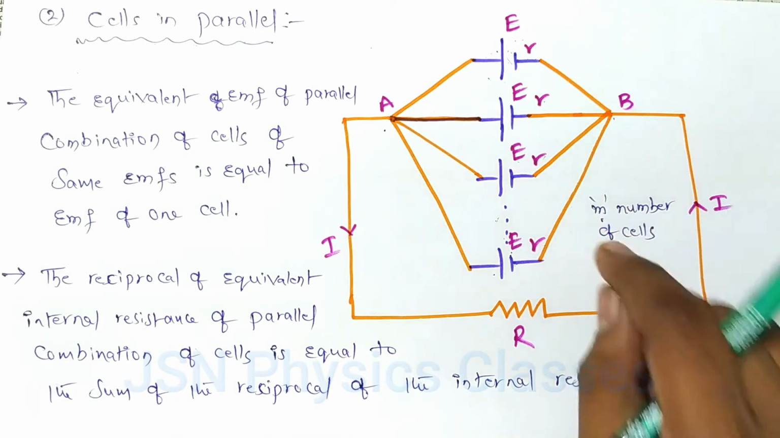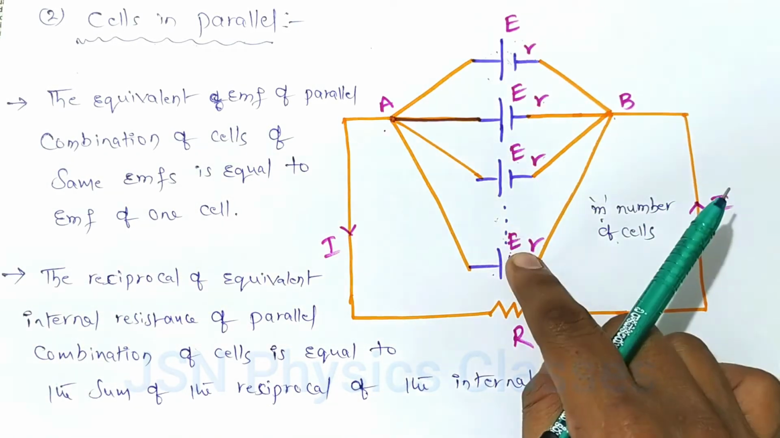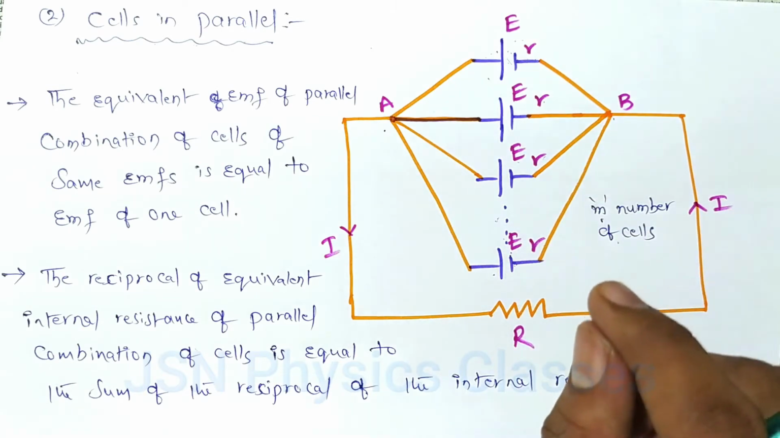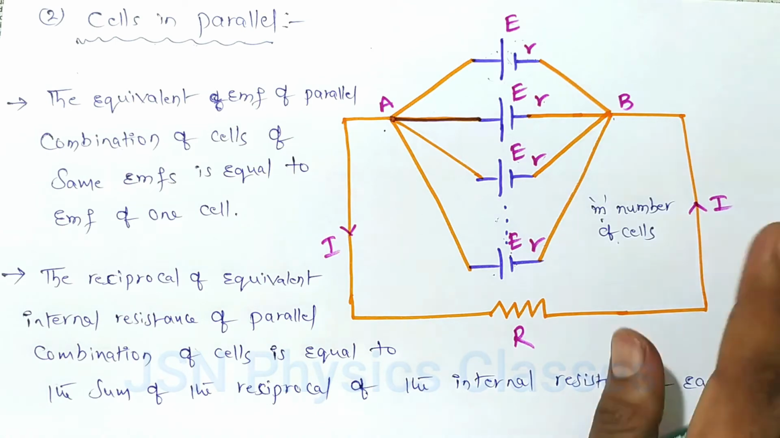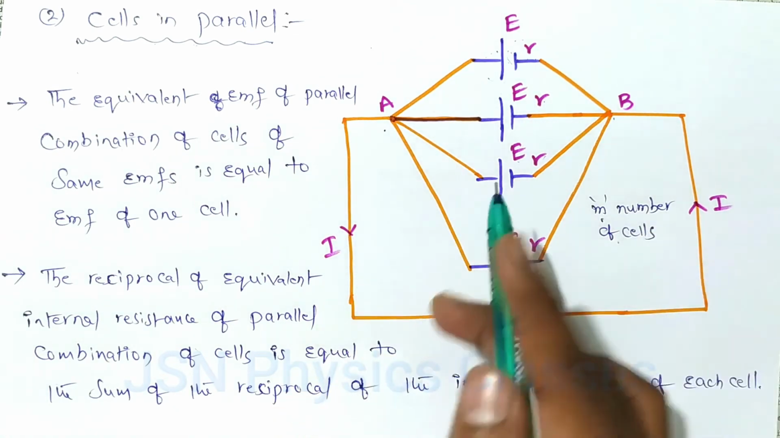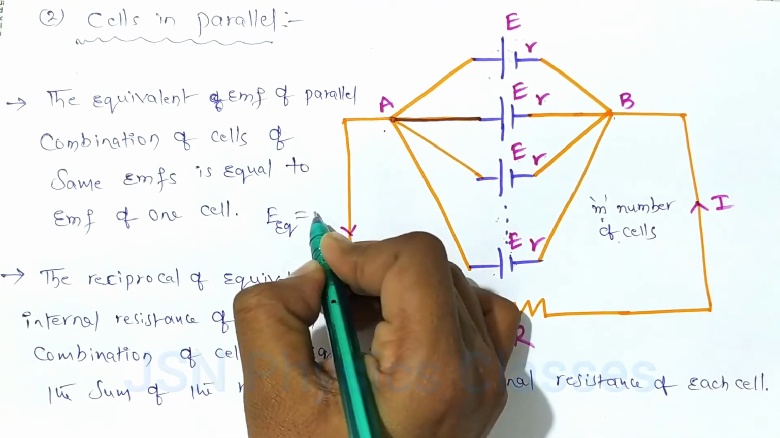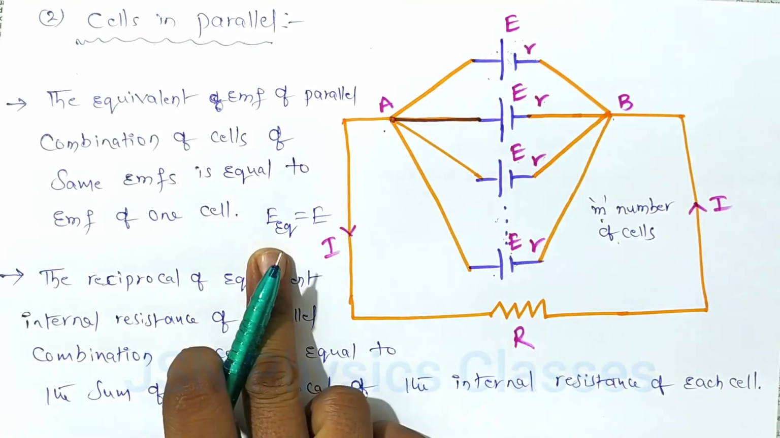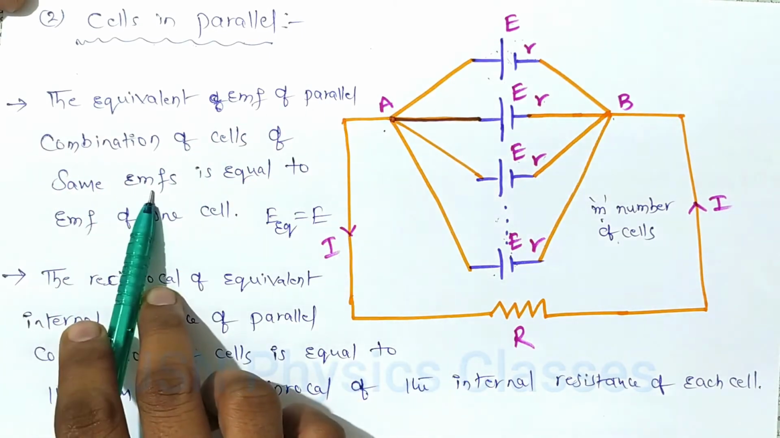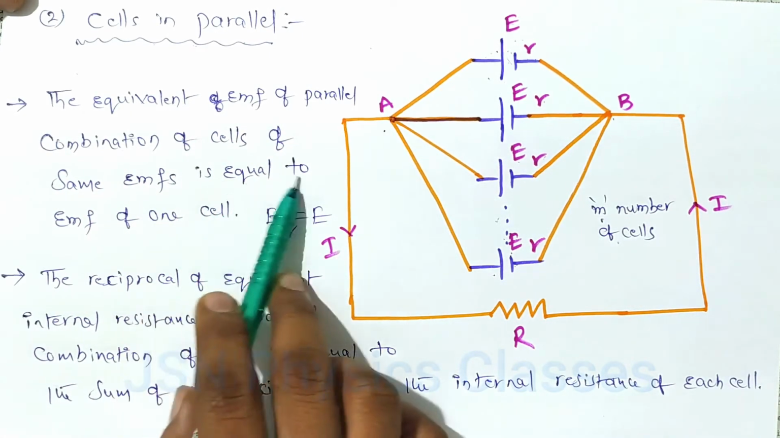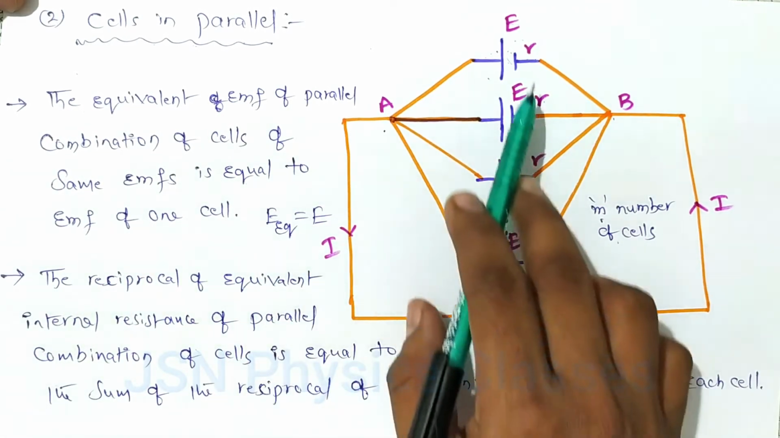Okay, remember: in series the EMF adds up, but in parallel combination the EMF stays the same as the EMF of one cell and does not change at all. So that's why the equivalent EMF is equal to E only. The equivalent EMF of a parallel combination of cells with the same EMFs is equal to the EMF of one cell.